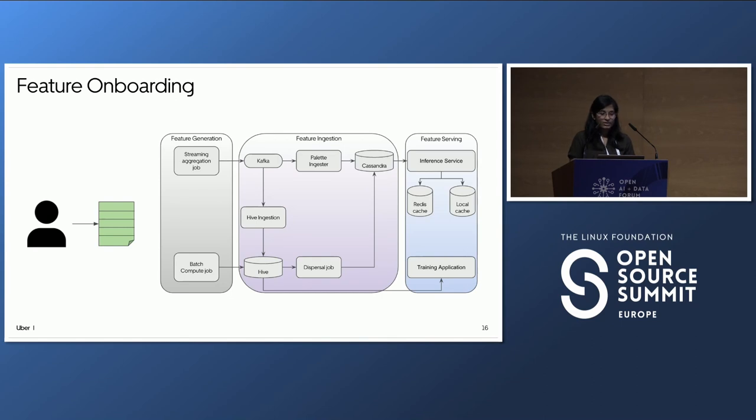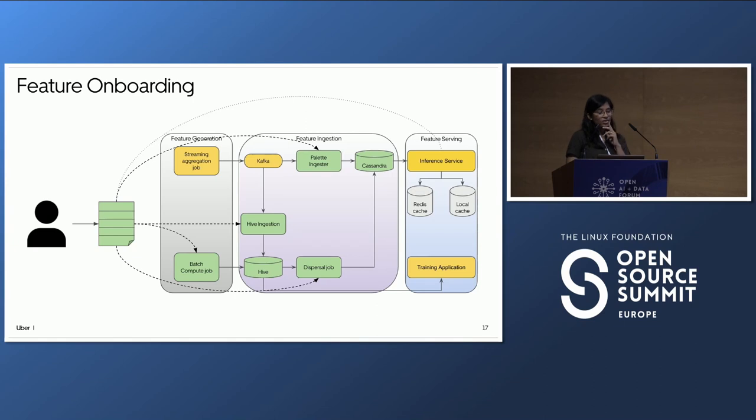And once all those checks are done, this JSON config will go to production, and this is what it will do. This JSON config will basically trigger a set of jobs. It will trigger the ingestion jobs, the dispersal jobs, and the data quality tests. It will also trigger monitoring and alerting. So all these things will basically be automated. The green ones are basically automated, and the yellow ones are mostly self-serve.